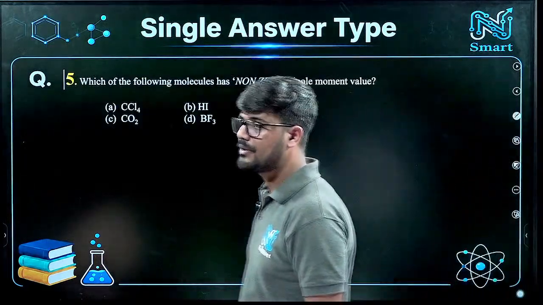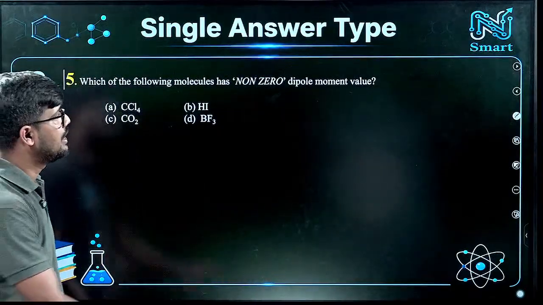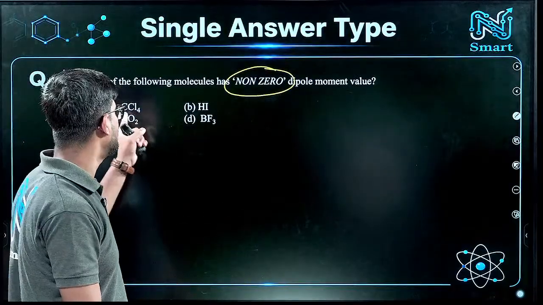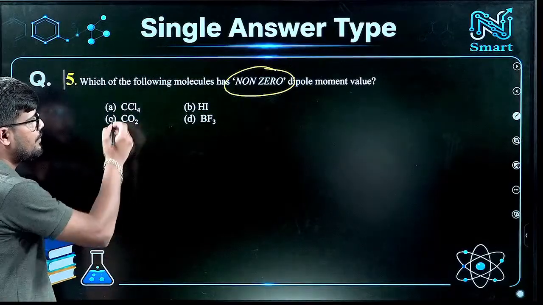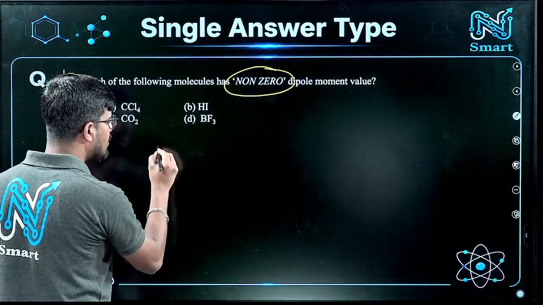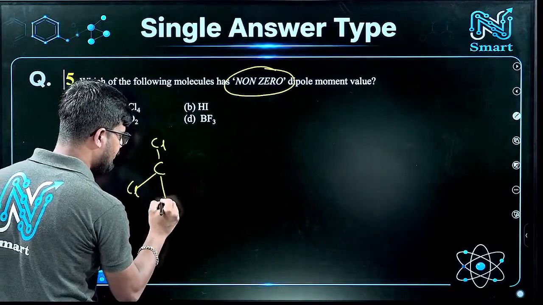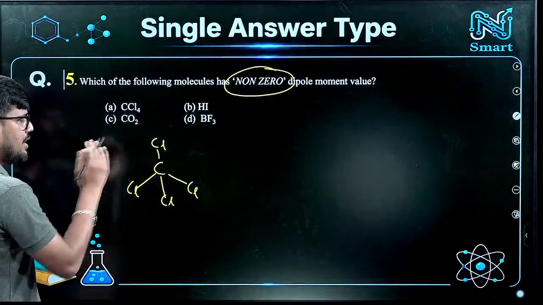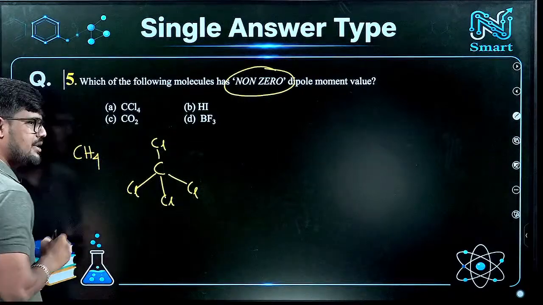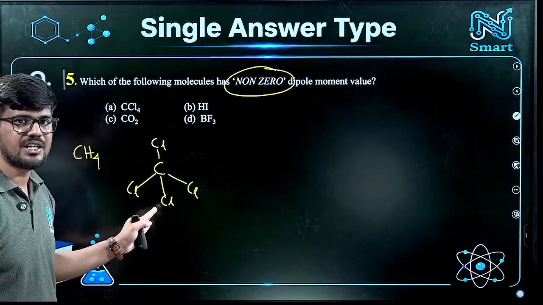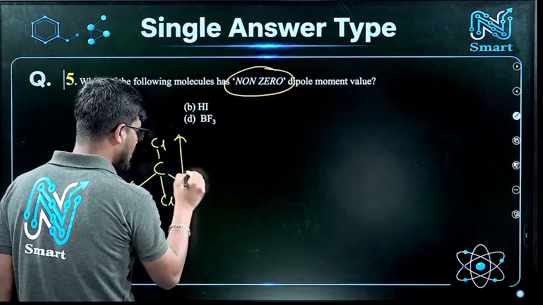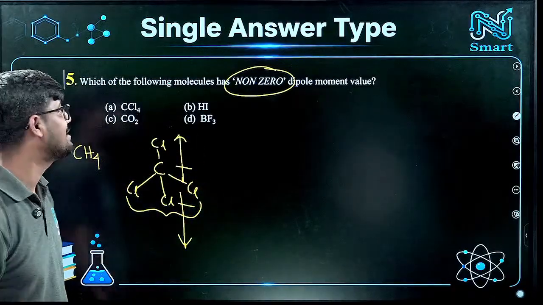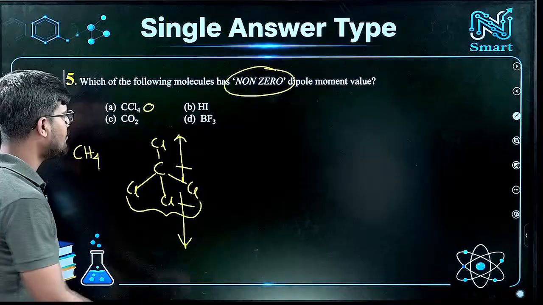Next, this question. Can you solve this question? Non-zero dipole moment. So first you have to know the structure of CCl4 and all of these. CCl4 is actually perfect tetrahedral, right? Whenever we have perfect tetrahedral, not only CCl4, it can be CH4, CI4, anything, the resultants will cancel each other. You will get zero dipole moment. So in this case, zero.